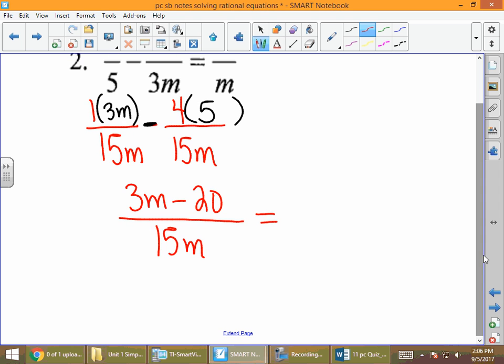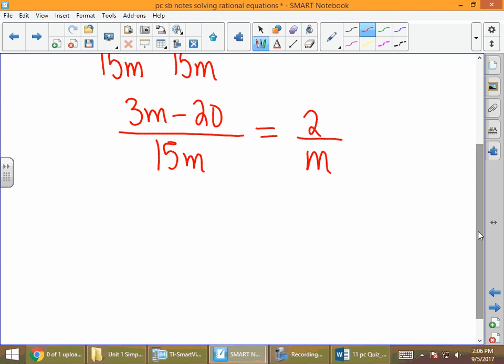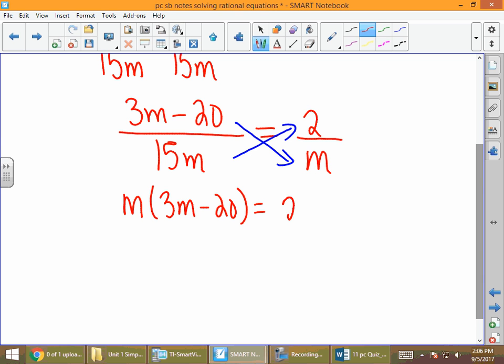Now our right side is 2 over m. Well, we've got it into one fraction on the left, one fraction on the right. We can cross multiply. Here and here. So we get m times 3m minus 20 equals 2 times 15m.